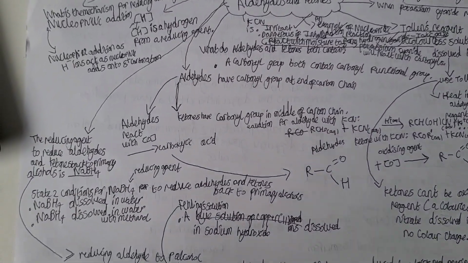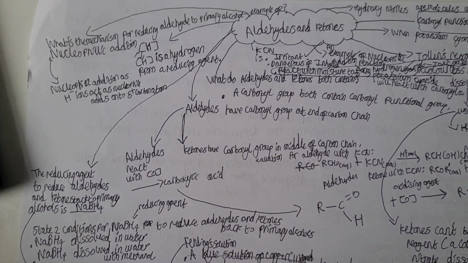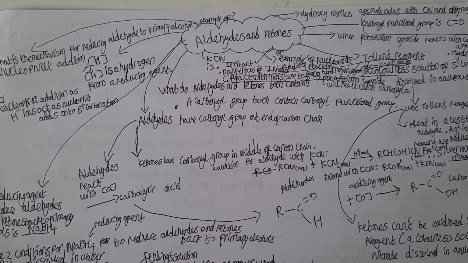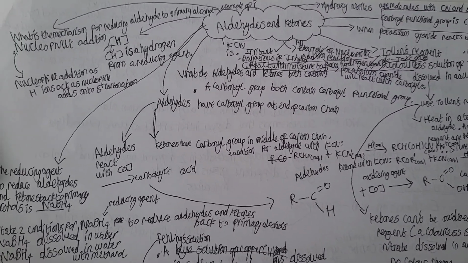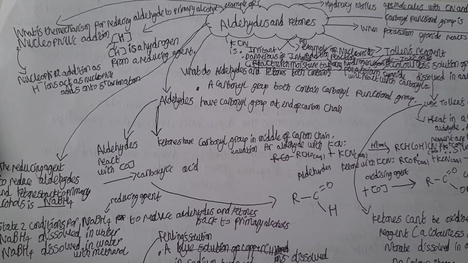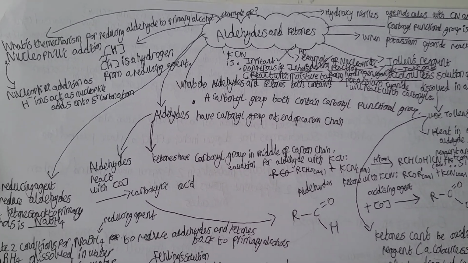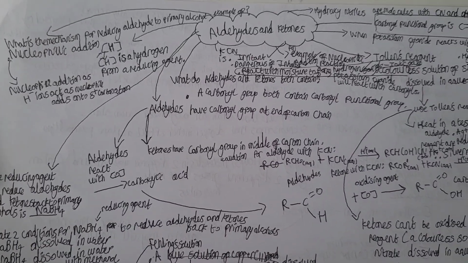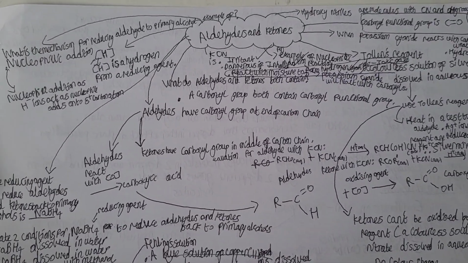Aldehydes and ketones. What's the mechanism for reducing an aldehyde to a primary alcohol? An example of nucleophilic addition, where the H in square brackets is a hydrogen from a reducing agent. It's a nucleophilic addition as the H- ion acts as a nucleophile and adds on to the delta positive carbon atom. Where do we go from here?